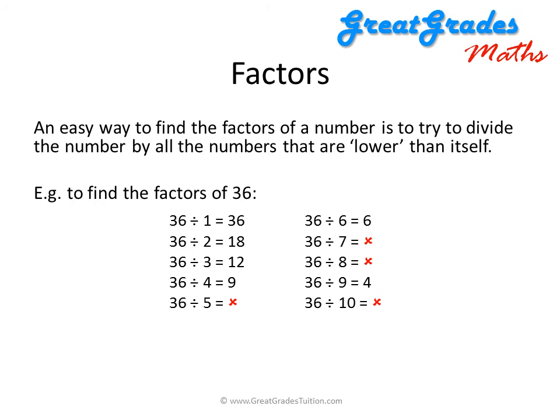So then now all we have to do is list all the numbers that will divide into 36, and they are all the factors. So they are 1, 2, 3, 4, 6, 9, 12, 18, and 36. So all the factors of 36 are 1, 2, 3, 4, 6, 9, 12, 18, and 36.